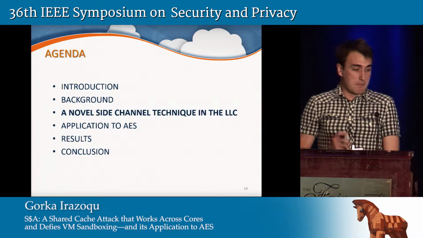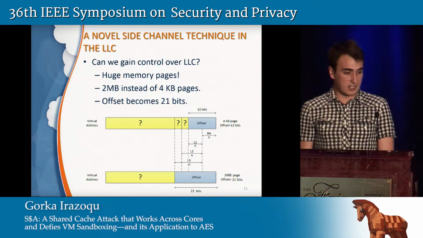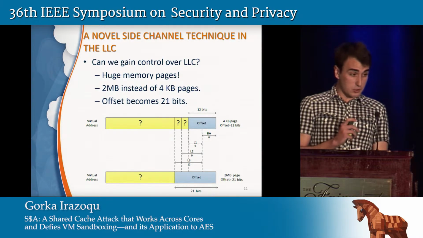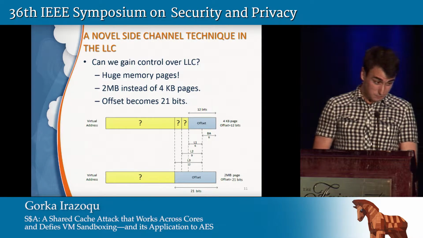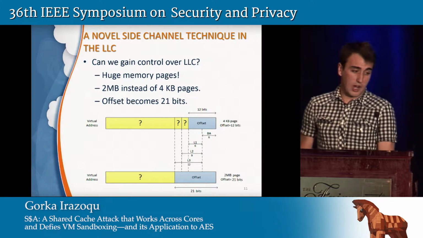With this background, let's explain how the new side channel attack works. Basically, we want to make the offset bigger so that we can address the last level cache, so that we can control the last level cache. So how can we do this?